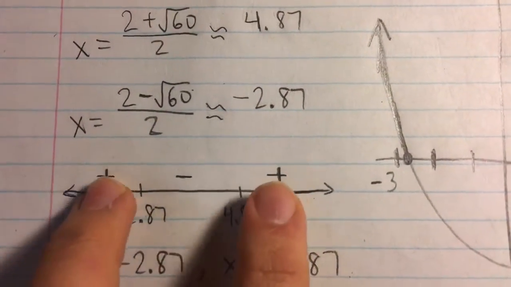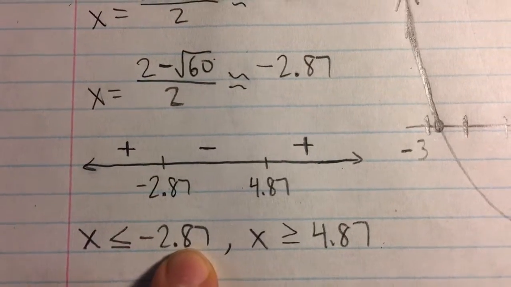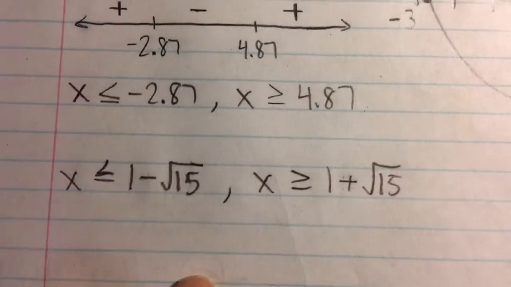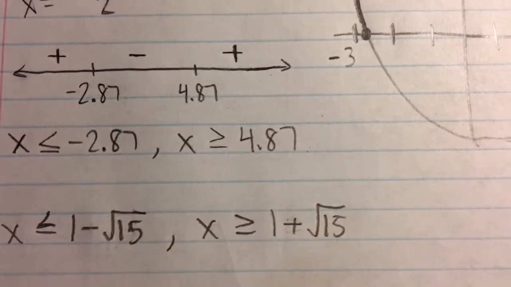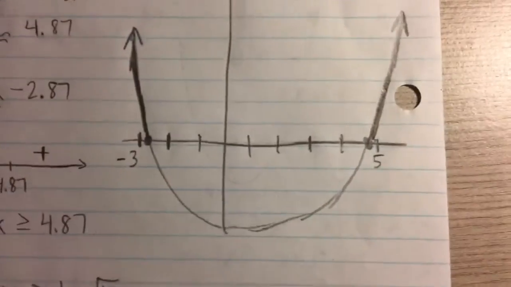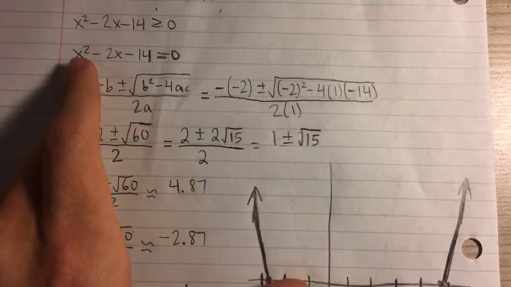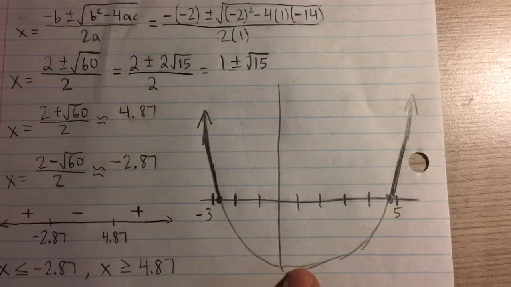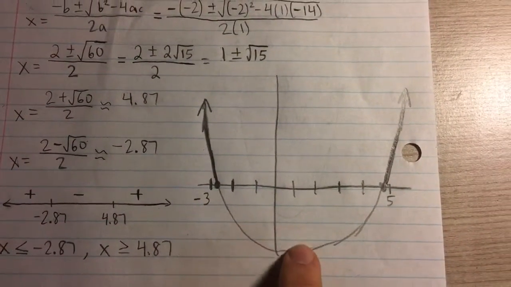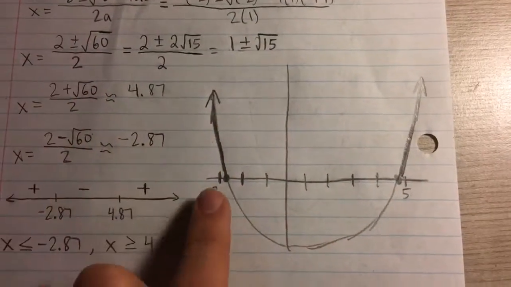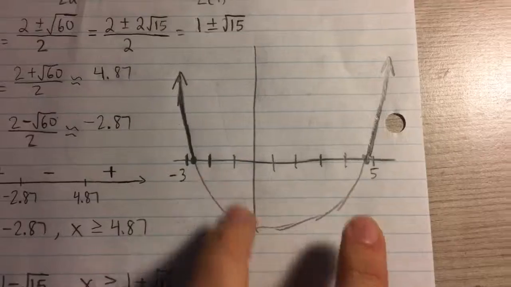Remember, it has to be greater than or equal to 0, so these are our two solutions. X is less than or equal to negative 2.87, approximately, or the exact value here, and x is greater than or equal to 4.87, or the exact value here. And you can think of this graphically. Think of a parabola like this that opens up, has a positive leading coefficient, and has roots here and here, the roots we found. When is it greater than 0? You can see it's this region and this region, not the region in the middle.